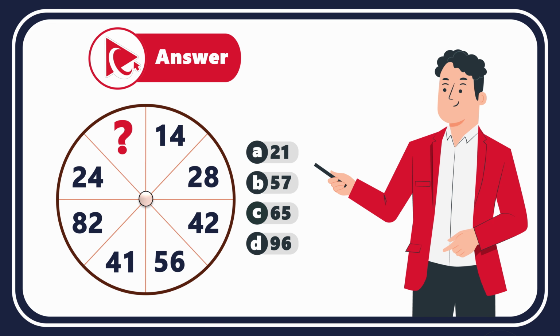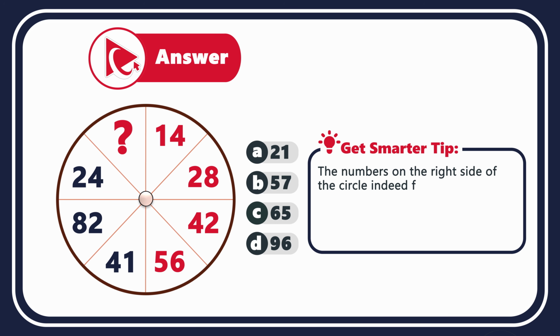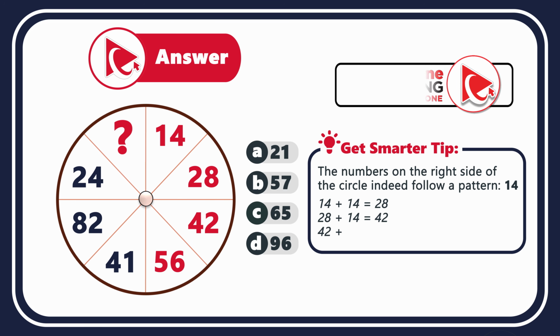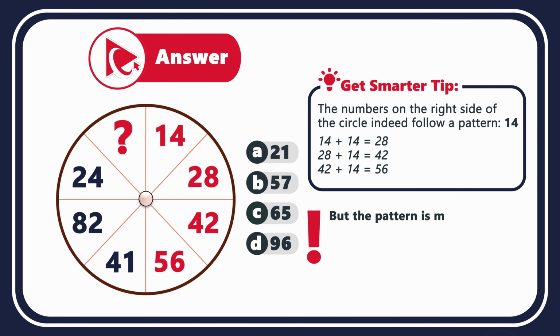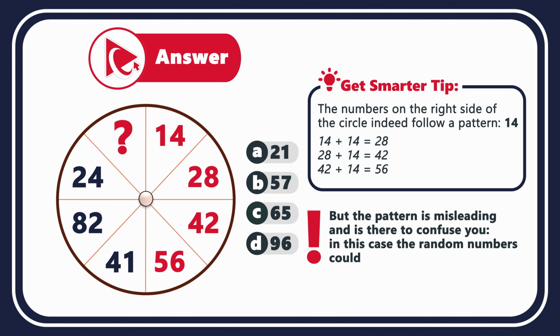Remember, I told you that this question is tricky. Let's look in detail why the answer is not obvious. Let's look at the numbers 14, 28, 42, and 56. As you can see, they all increase by 14. 14 plus 14 equals 28. 28 plus 14 equals 42. And 42 plus 14 equals 56. But then this pattern breaks, and you see numbers 41, 82, and 24. Unfortunately, this pattern is misleading, and it's there to confuse you. In this case, random numbers could have been used as well.